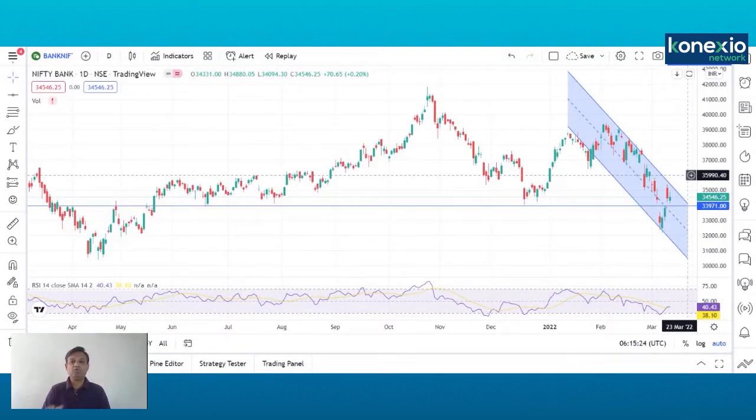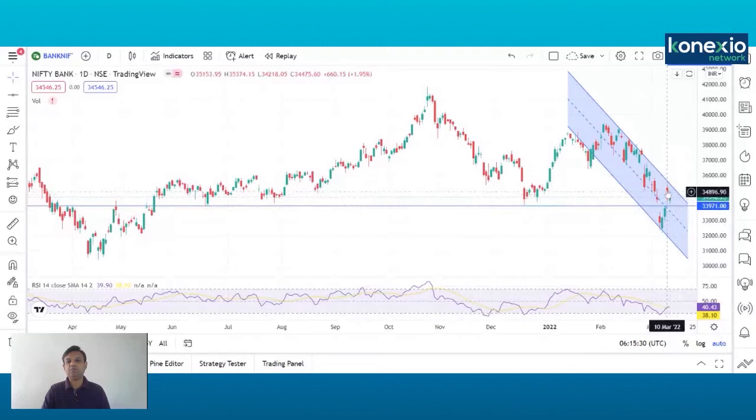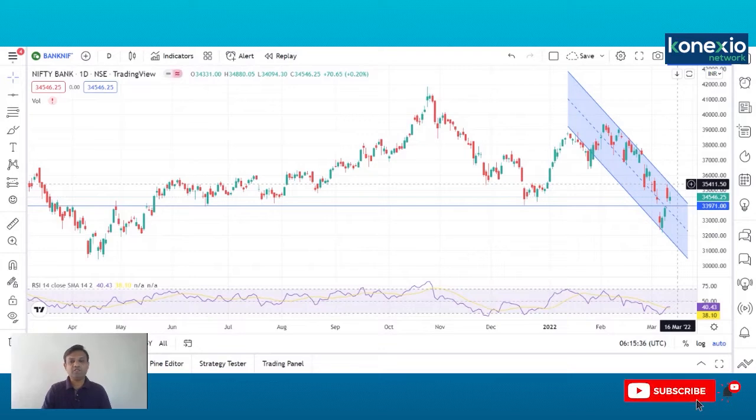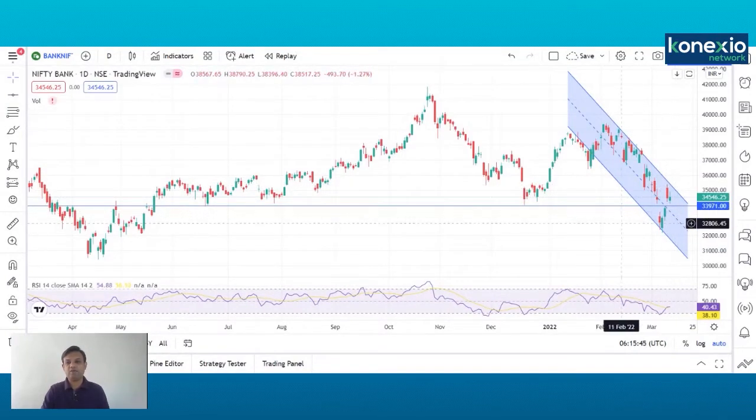Now again, looking at this falling channel, this particular multiple support zone, we again feel that Bank Nifty has potential to break this channel. Maybe the breakout level would be around the 35,600 mark. Maybe next week we might see a breakout, or in the next 10 trading sessions. So any dips in the Bank Nifty should be used as a buying opportunity.